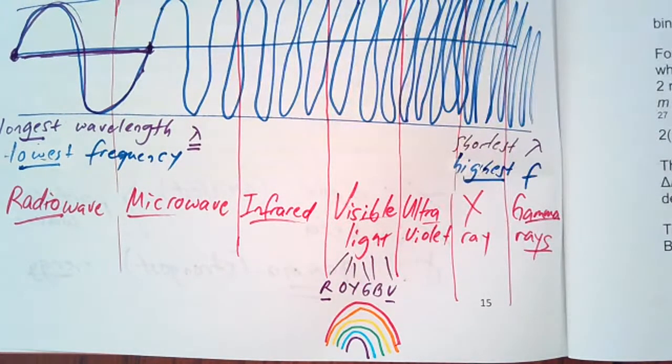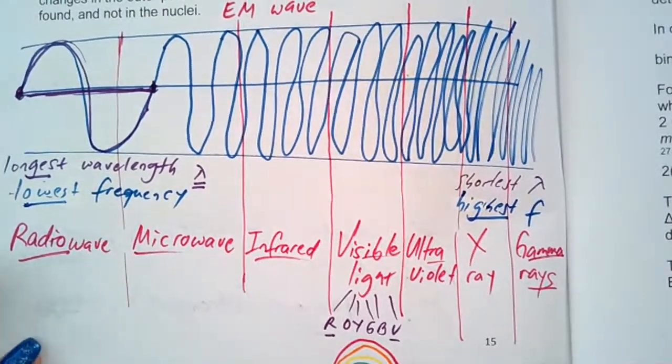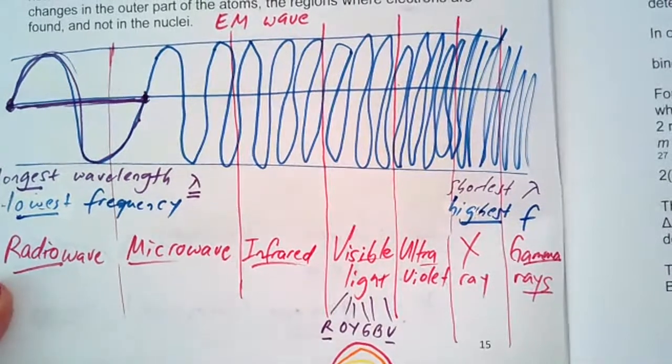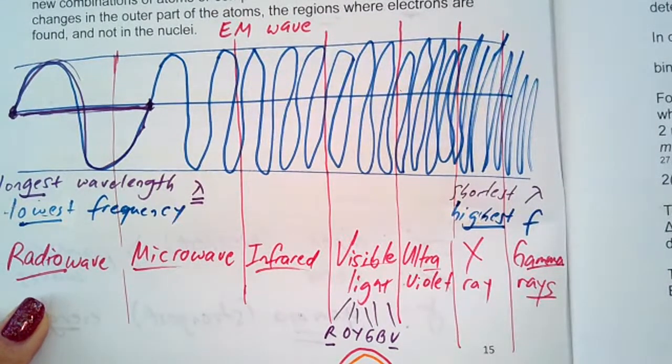So if you were to have a lightsaber, what would you pick? The violet colored lightsaber or the red colored lightsaber? I'll go for the violet. Okay, the one with the highest energy level. So that is gamma energy there with the highest frequency and the highest energy level.